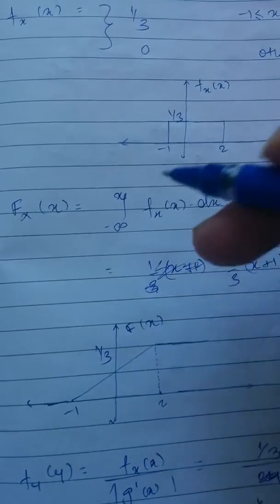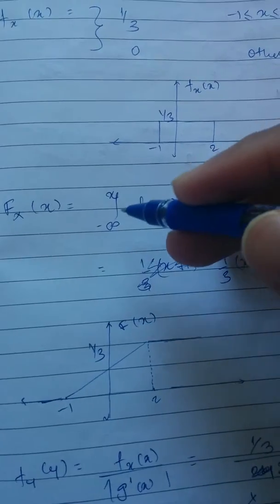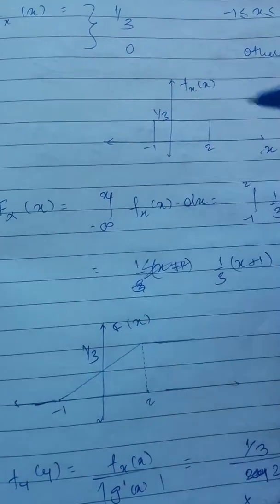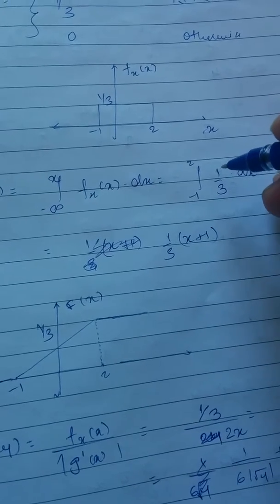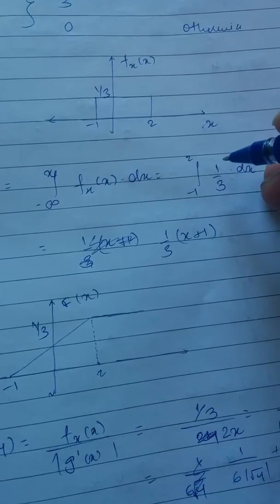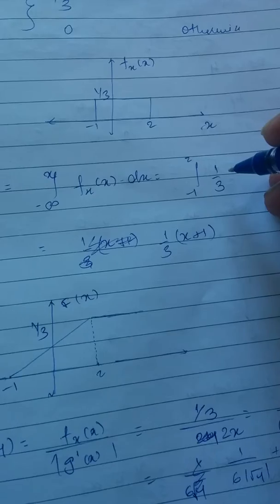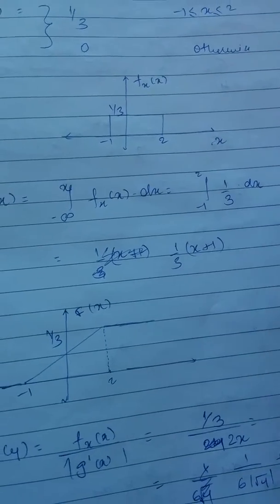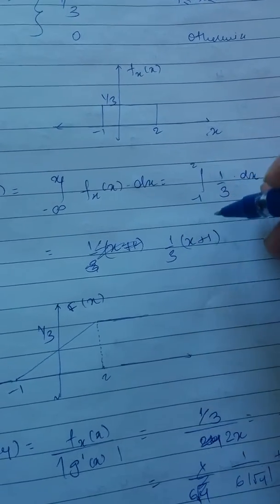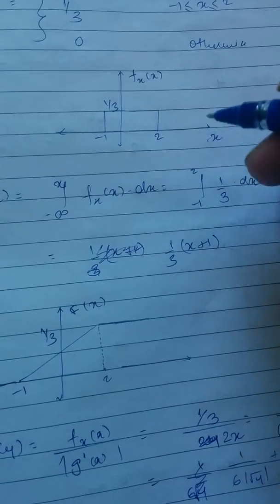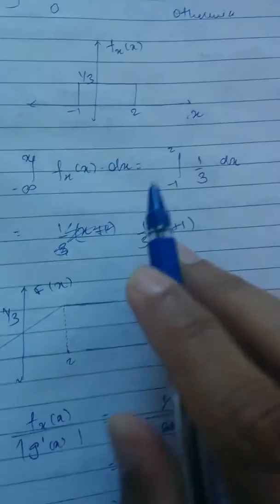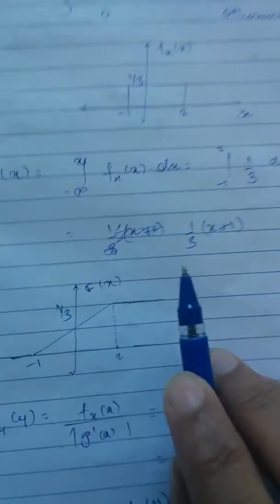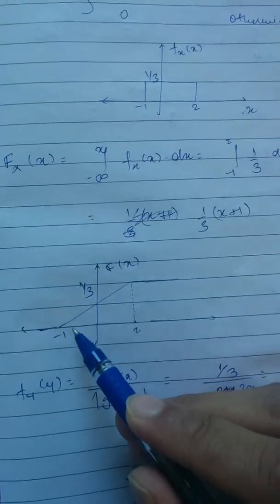Now F of x is given by the integration of the density function from -infinity to x, in this case from -1 to 2. For the value of f of x, that's 1 by 3, that's a constant. It's given by 1 upon 3 (x plus 1), as there is a delay of 1, so 1 by 3 (x plus 1). So we get a ramp function here.